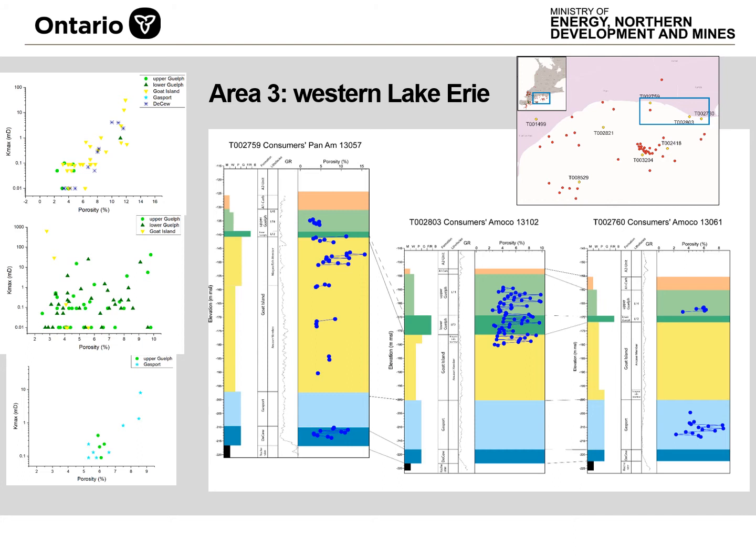Therefore, the porosity and permeability are pretty sensitive to thickness of each formation, because the thickening of Guelph may indicate a karst tower occurrence in Area 1 and reef mound facies in Gold Island and Gasport formations in Area 3.